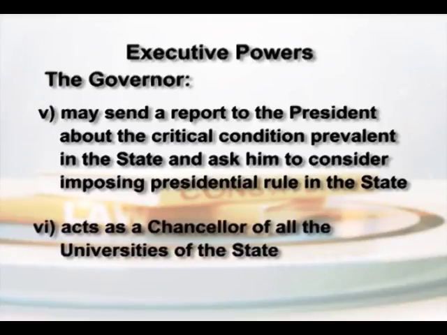Under such a situation, the President may proclaim an emergency in the state. In other words, the governor, through his report, actually prepares the ground for imposition of President's rule. In case the President declares the state emergency, then the governor acts like an agent of the union government in running the administration of the state. Finally, the governor acts as a chancellor of all the universities of the state.